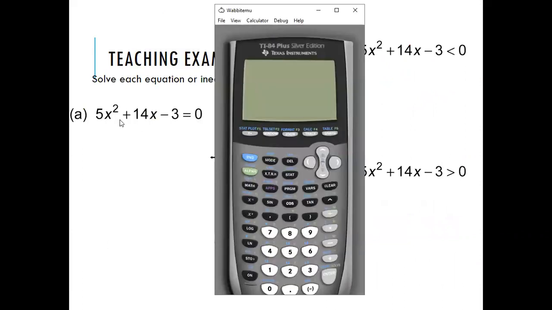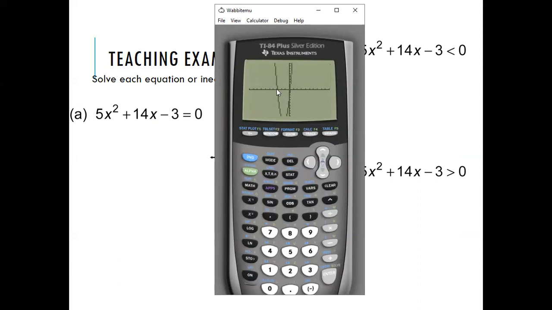So we have the equation 5x squared plus 14x minus 3. When it says equals 0, we want to know when does it touch the x-axis, right? When does it equal 0? So I'm going to graph this. I'm going to go to y equals, and I'm putting in 5x squared plus 14x minus 3. And then I'm going to hit graph.